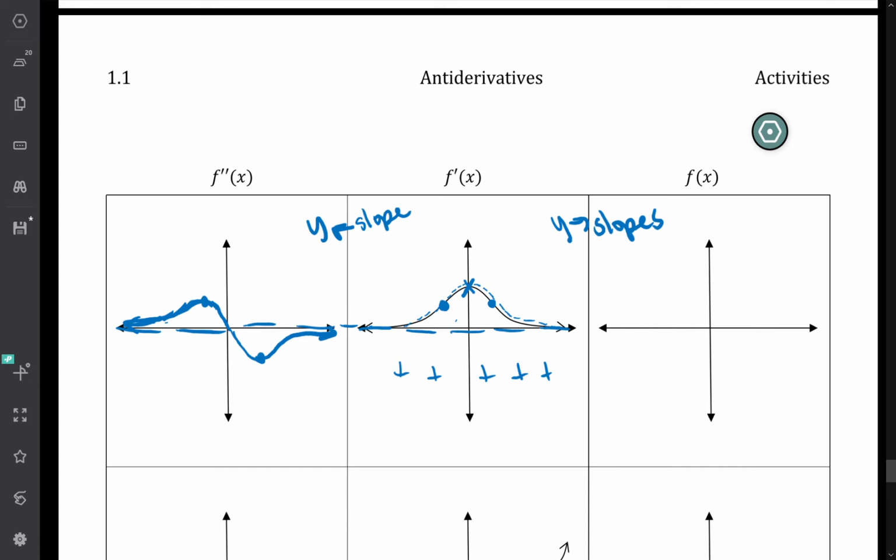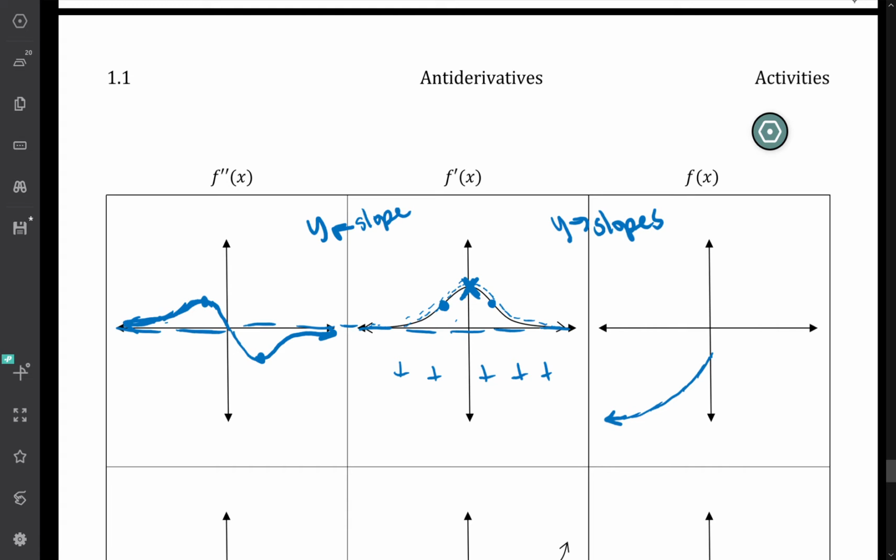They're really close to 0 on the far left and the far right, which means my graph will be pretty darn flat. So we're going to start off pretty flat, and then our slopes are going to get more and more and more positive until I hit this peak on the graph of f prime. So our y values are very small positive. They get more and more positive until I get to the y-axis.